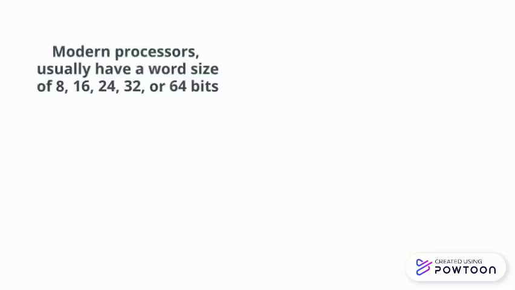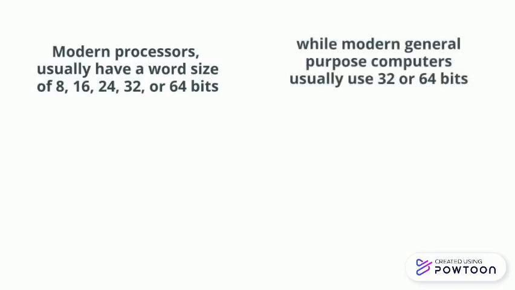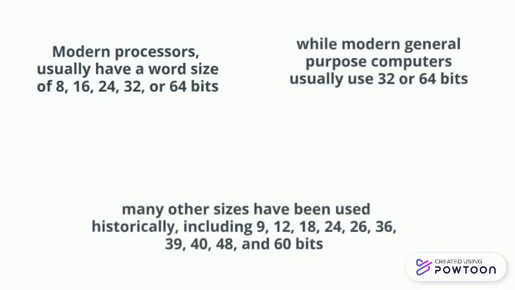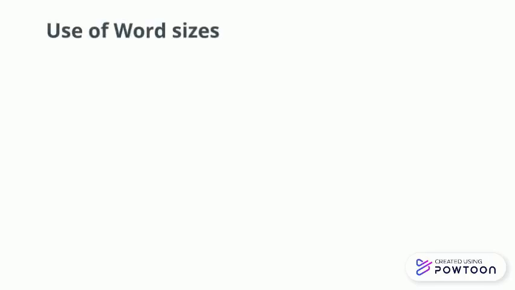These are the types of bits. We have modern processors that usually have a word size of 8, 16, 24, 32, or 64 bits. Right now, we usually use 32 or 64 bits. As we can see in the historical ones, we have 9, 12, 18, 24, 26, 30, 48, and 60 bits. Now, let's go to the uses of word size.